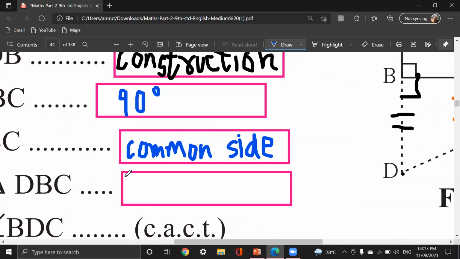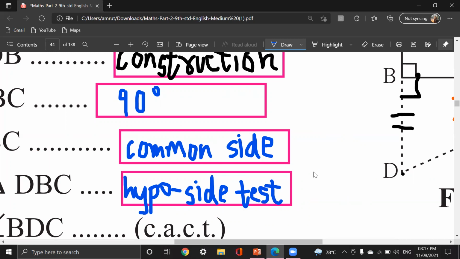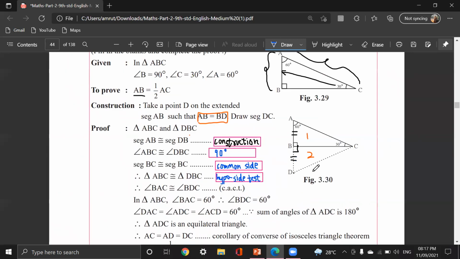So hypotenuse I'll write in short form as HYP, because the whole thing will not fit here otherwise. Hypotenuse side test. All right, TEST. So by the hypotenuse side test, both the triangles become congruent.